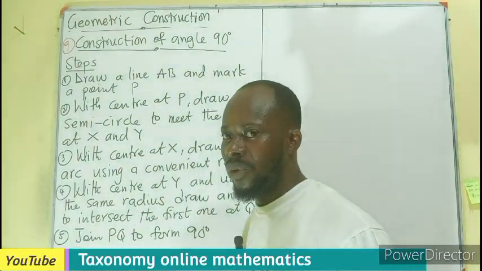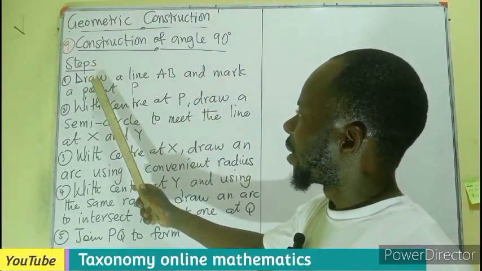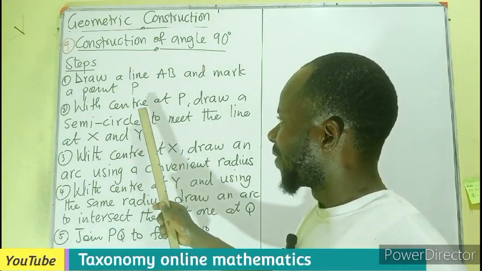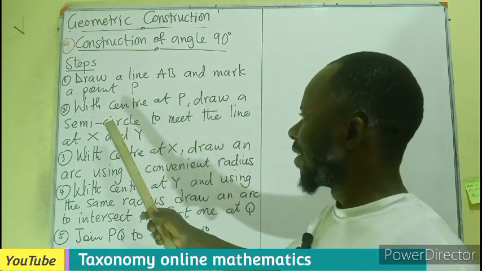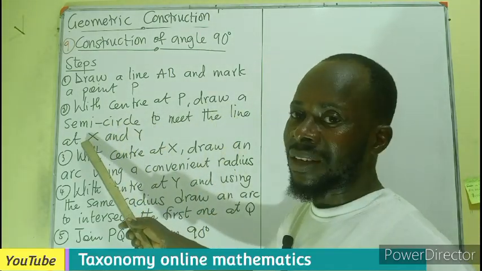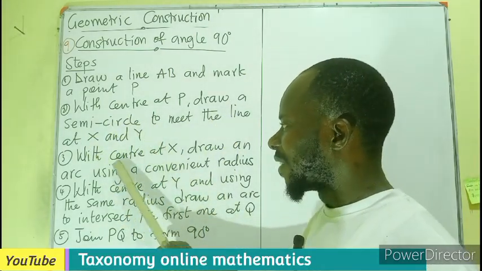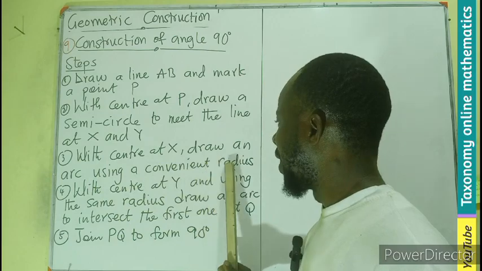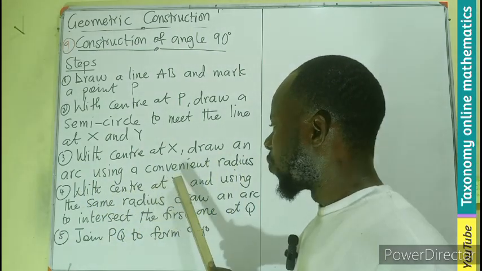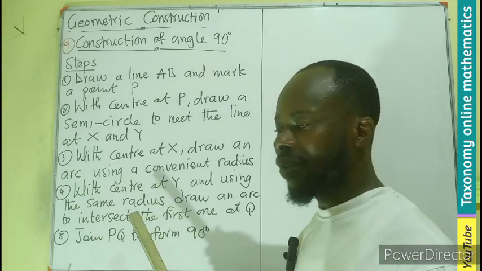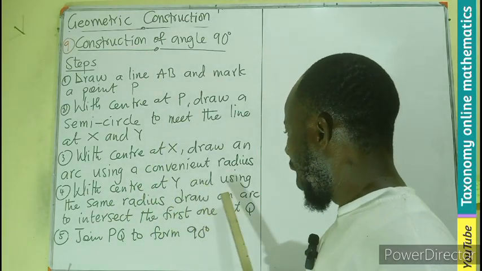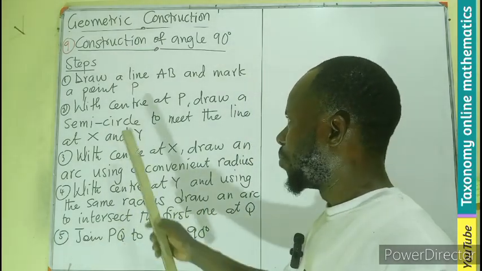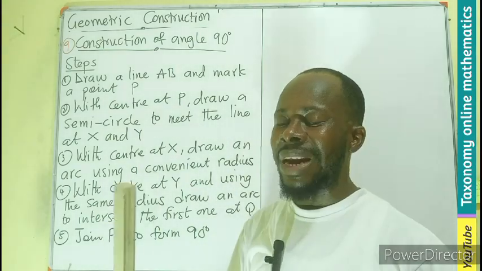So, these are the various steps we are going to follow. Let's go through them. We are to draw a line AB and mark a point P on it. Then, with the center now being at P, you draw a semicircle to meet the line at X and Y. So with the center of your compass at X, you draw an arc using a convenient radius. Then with the center at Y, using the same radius, you draw an arc to intersect the first arc at Q. Now you join the P and Q together to form 90 degrees.